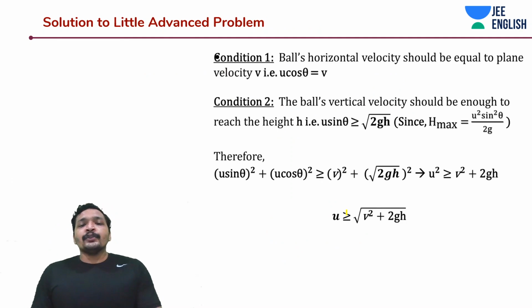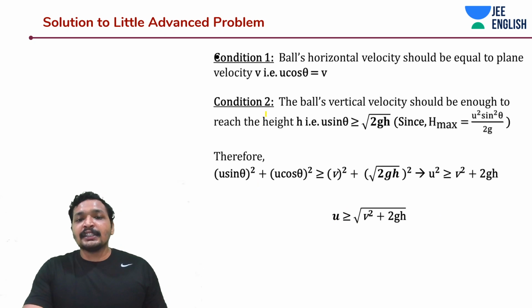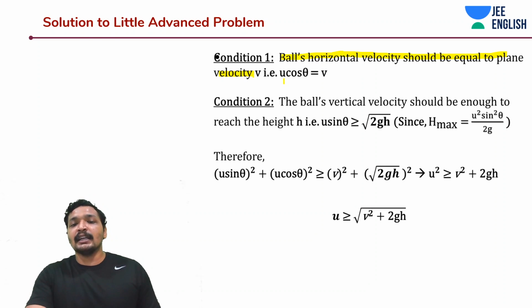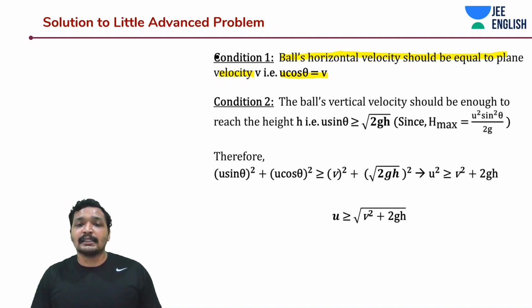So now what we are going to do? We are going to write down those two conditions. The first condition would be that the ball's horizontal velocity should be equal to the plane's velocity. That is saying that u cos theta, so I'm resolving this component along the x-axis, is equal to v, which is the velocity of the plane along the x-axis.